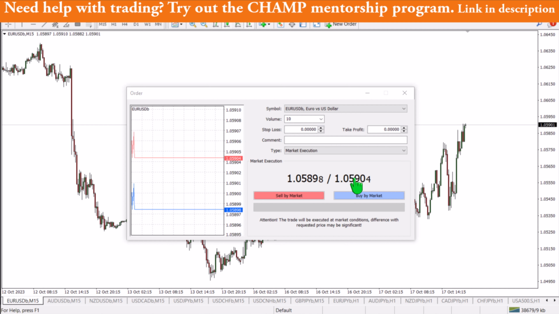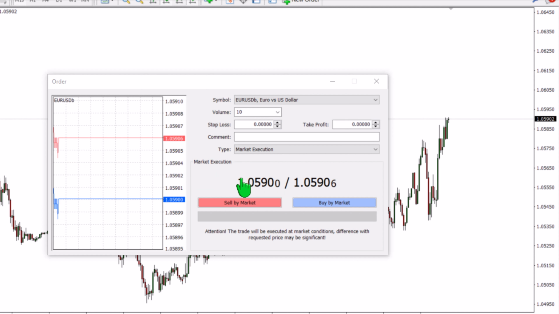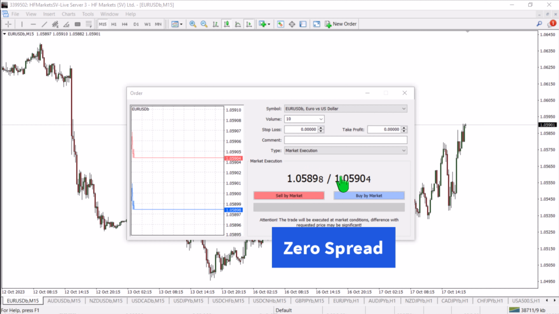Therefore, subtract the ask price of 1.0590 from the bid price of 1.0590. As you can see, I have 0 spread, which means my brokerage firm is not charging me any spread on Euro USD currency pairs.